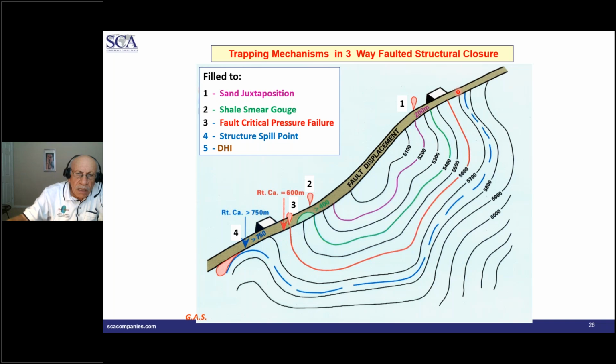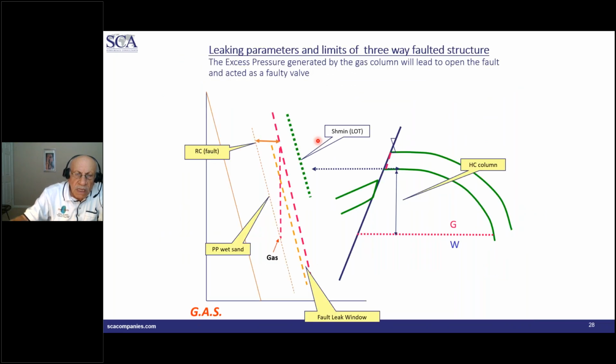This part here, the fault critical pressure failure, is part of the calculation in the course as well. It is your pore pressure for wet sand. You add the gas to it, and you have the gas case, and here the leak-off test. So this is the frac pressure, this is the pore pressure, and the fault between the pore pressure and the frac pressure has a window, and this is the fault leak window.